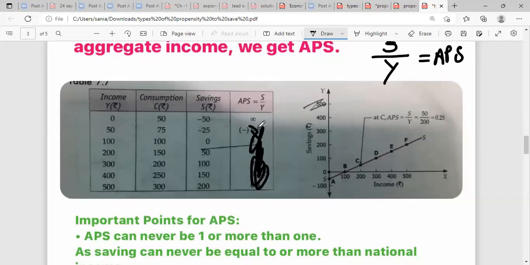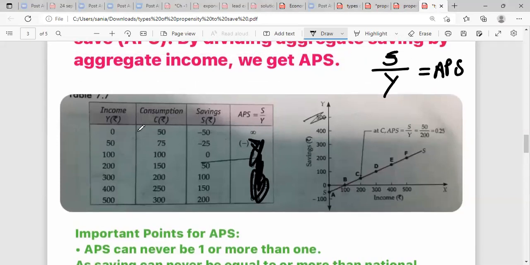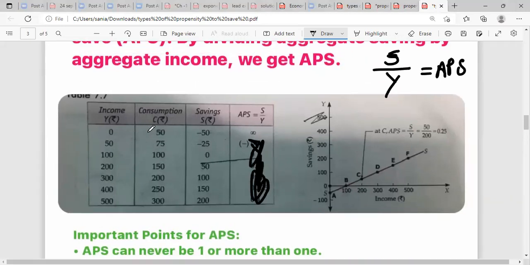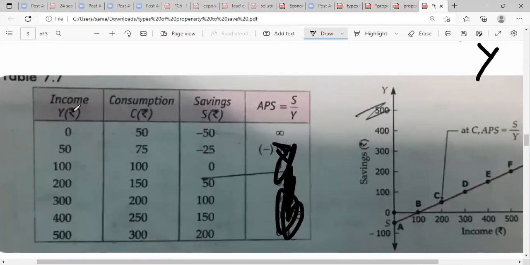Okay. Now you are going to draw the schedule for APS. So you can see my screen. This is your income. This is your consumption. These are your savings. You have the formula for APS, which is savings divided by your income, and you have to find this APS. So quickly you will find it out, and after that, we'll draw the graph. Clear? Yes, ma'am.